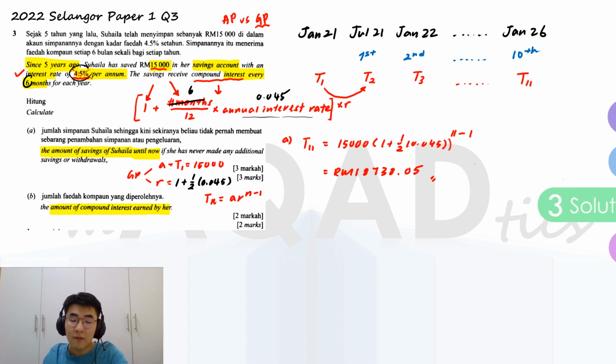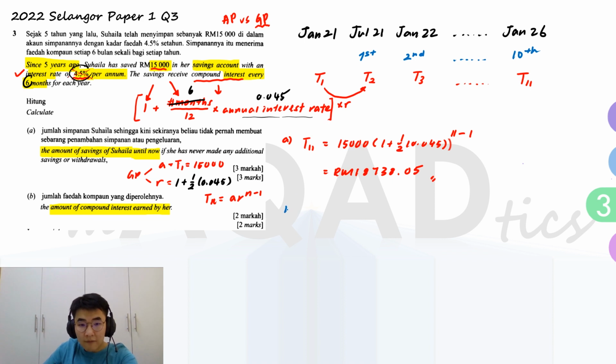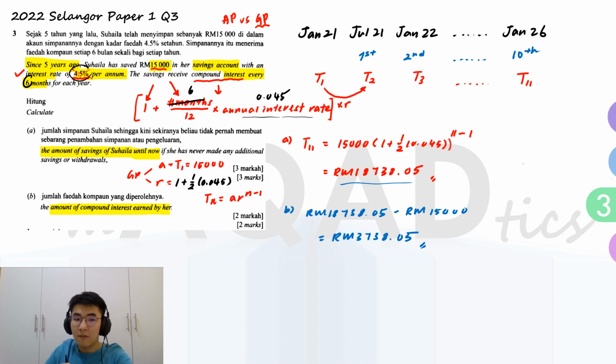So this, we can just find the difference between the amount that was in her saving account before the 5 years and the amount after the 5 years. Okay, so the amount after 5 years is actually the answer in part A, and we need to minus the amount before the 5 years, which is the 15k. Right, so the difference would be 3738.05, and with that, we have completed today's question.